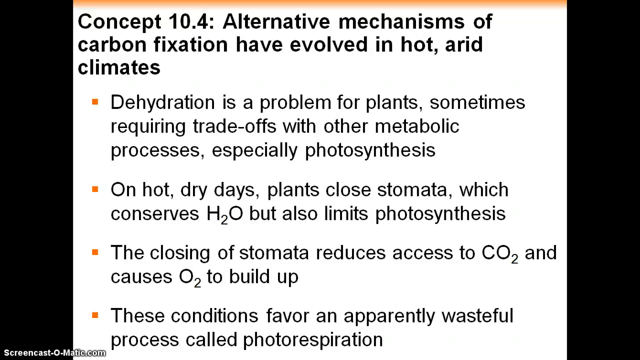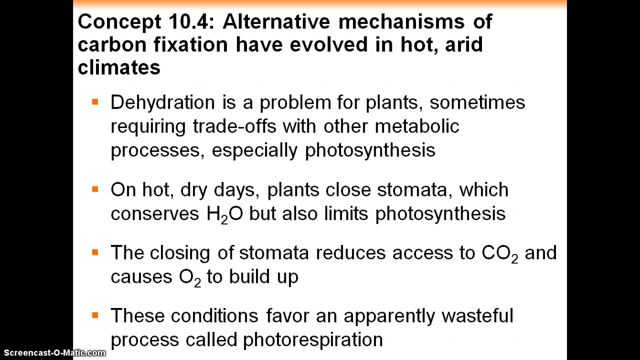So on hot, dry days, plants are naturally going to close their stomata, those little pores on the bottom of their leaves, in order to keep the evaporation or transpiration of water from the leaves from being too great a loss. But when we have those stomata closed, the other thing that cannot pass into the leaves is carbon dioxide. And so photosynthesis is limited for that reason.